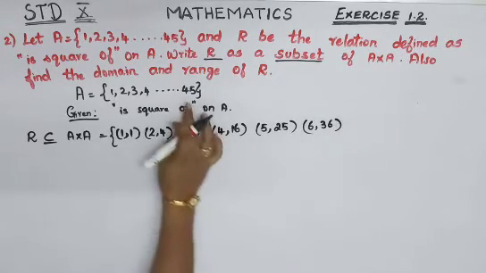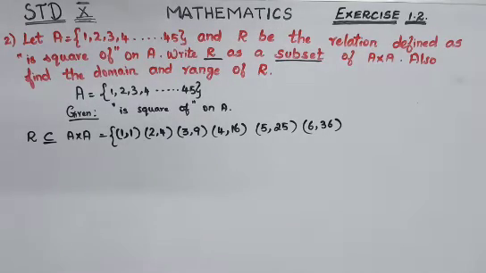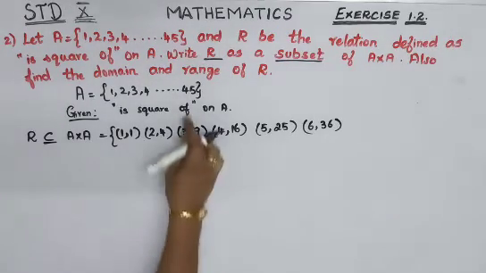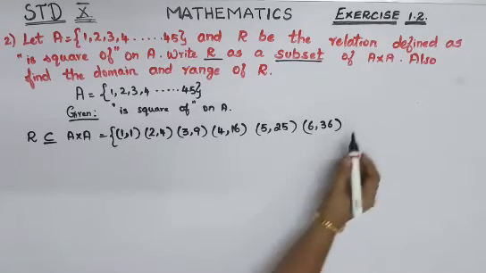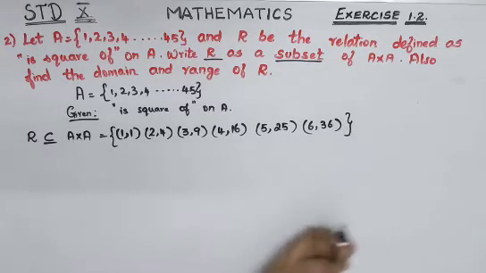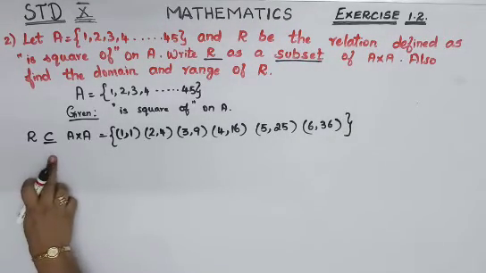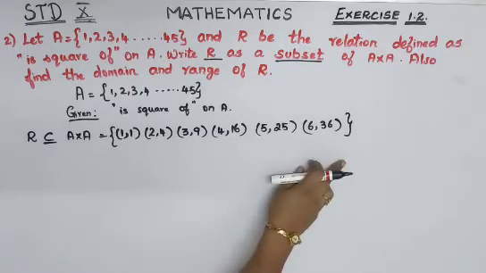But if you go to 7, sevens are 49. Square of 7 is 49. But they have given up to 45 only, so we'll just stop with this. So this is your R, which is a subset of A cross A. So we have just found the first part.